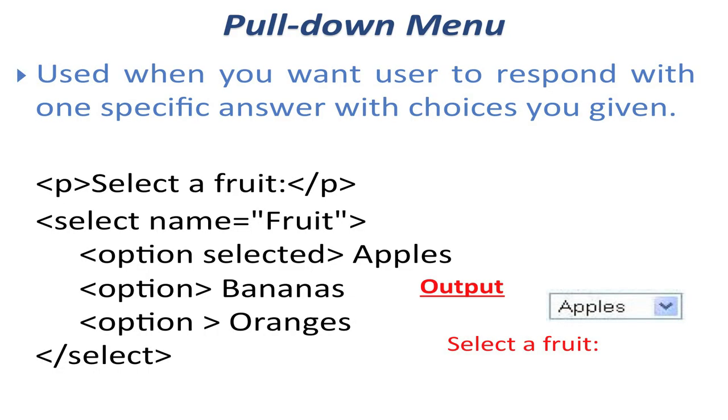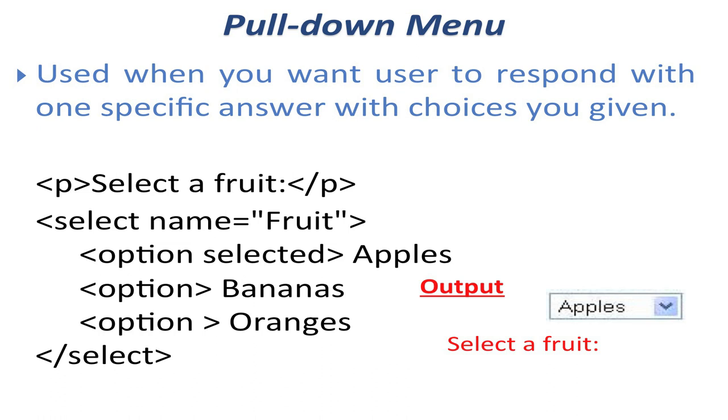Now see the pull down menu. This is again a combo box. We can create a combo box inside the form. See again, paragraph, select a fruit, slash p, and select name fruit. This is the variable name fruit of this combo box. The options are: the first option is apple, the second option is banana, the third option is orange.